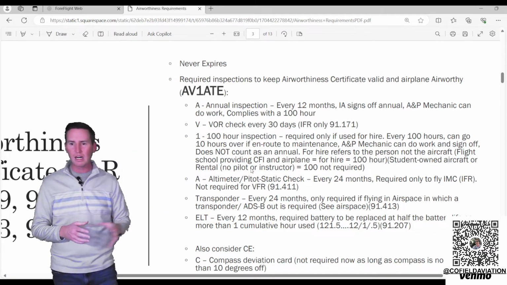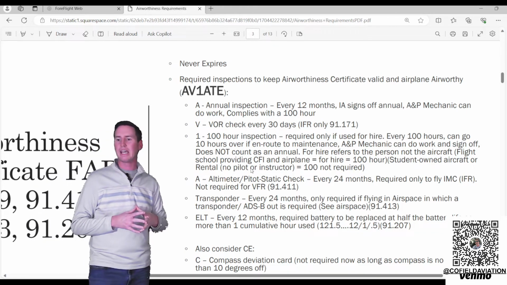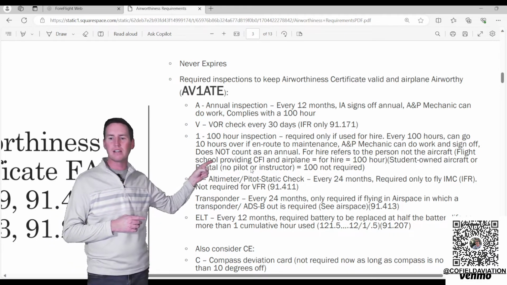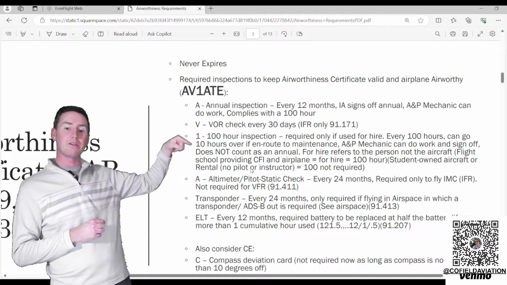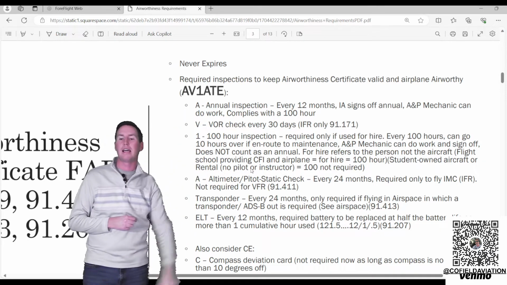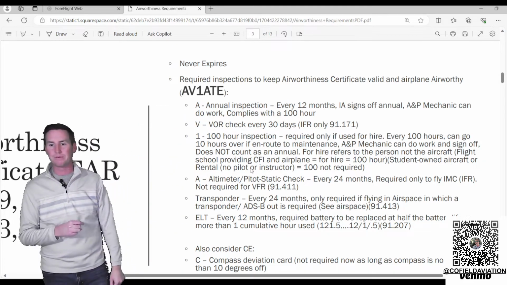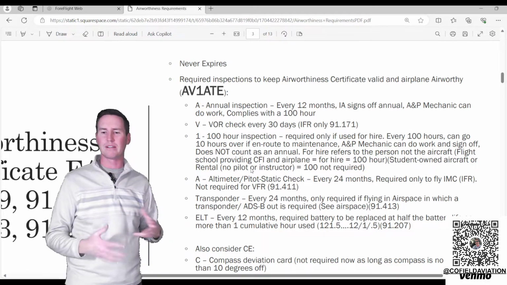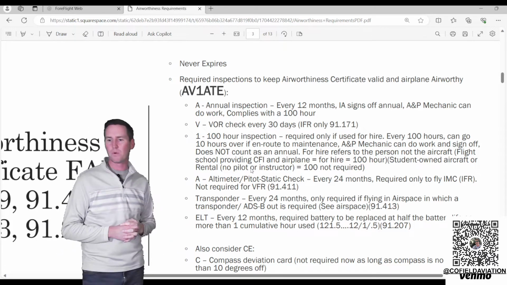So an A&P mechanic can do the work and sign it off. But the big thing here is it does not count as an annual. Annual counts for 100-hour, but the 100-hour does not count as an annual inspection. But the A&P mechanic can sign off a 100-hour. You don't have to have an IA for the 100-hour.